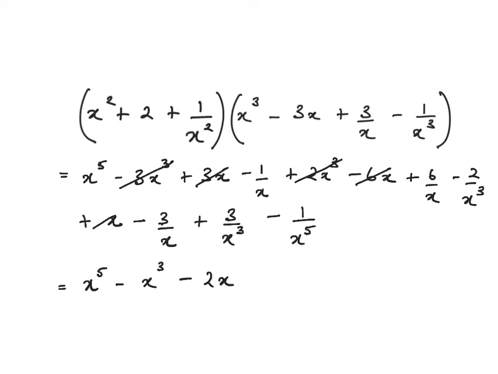The 1 over x term, so here is 6 over x. Take away 1 over x, take away 3 over x, that's 2 over x. 3 over x cubed, take away 2 over x cubed is 1 over x cubed. And then we've got minus 1 over x to the power of 5.